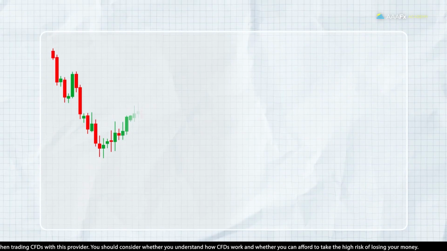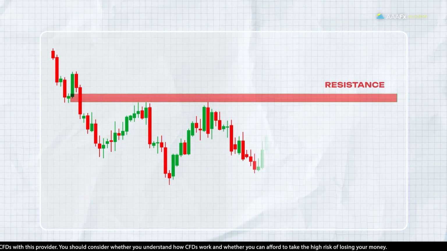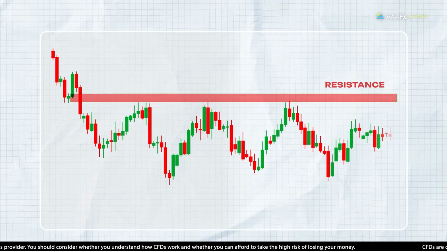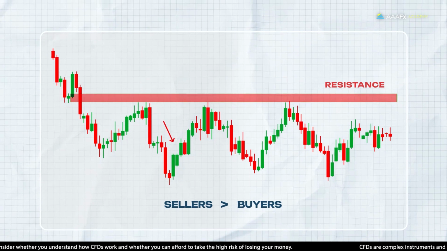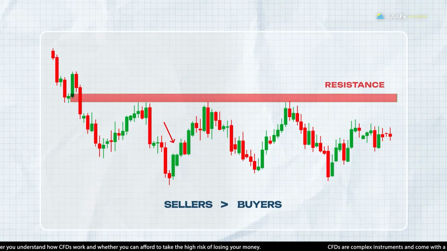Now, on the other side, we have resistance. This is the price level where the market tends to face a barrier. Here, sellers outnumber buyers, creating a situation where the price struggles to move above this level. It's like a ceiling that the price finds difficult to break through.